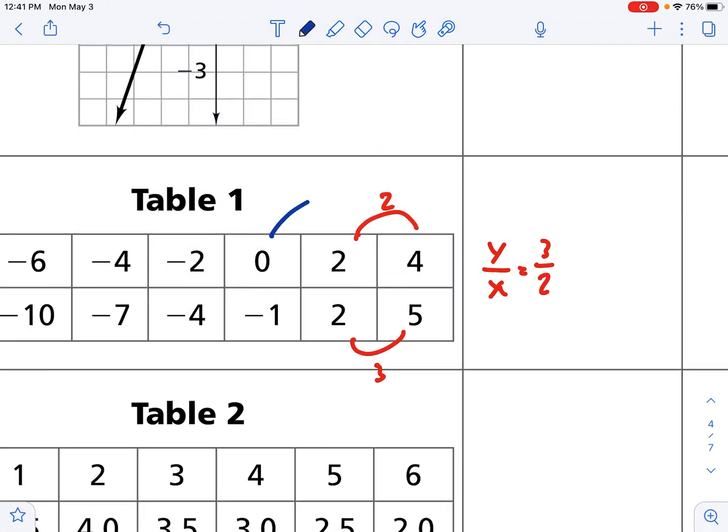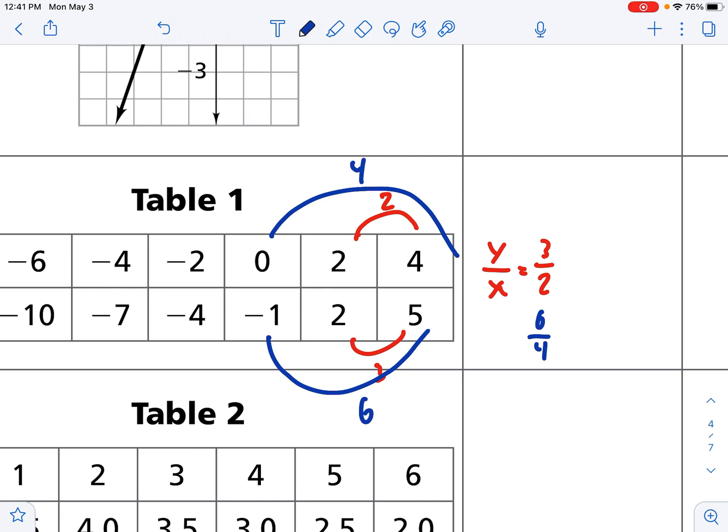Let's say I wanted to jump from here to here. Well, that changes by positive 4, and from negative 1 to 5, it changes by 6. So it changes 6 over 4, which is actually equal to 3 over 2.